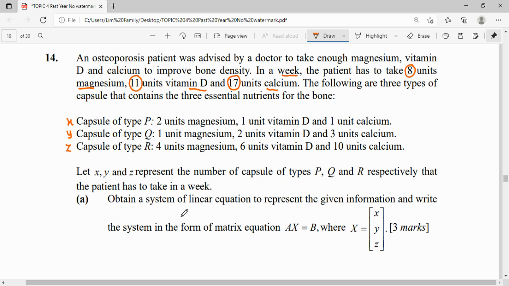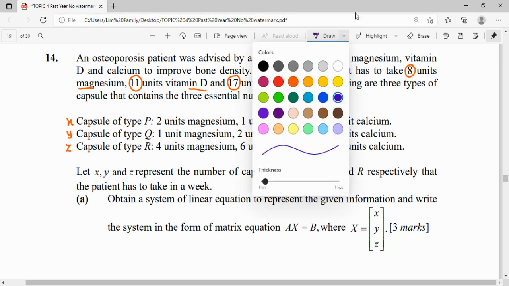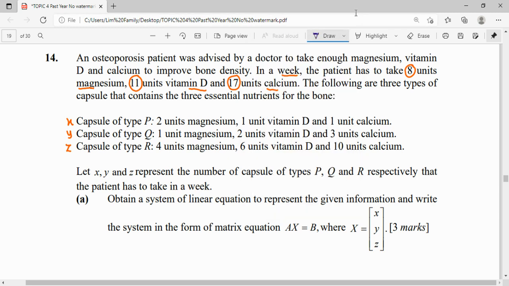So for question A, they ask us to form our system of linear equations and write our system in the form of matrix equations. So first of all, we're going to build our first equation. Our first equation will be about magnesium, which is 8 units. So it means these three types of capsule added together must be enough to support 8 units of magnesium.